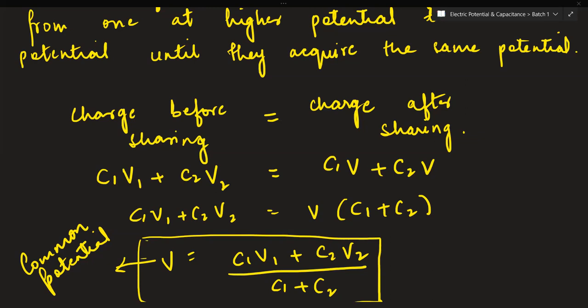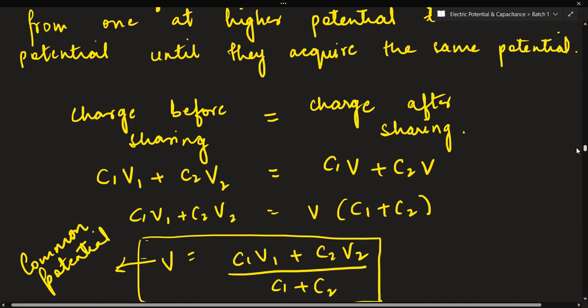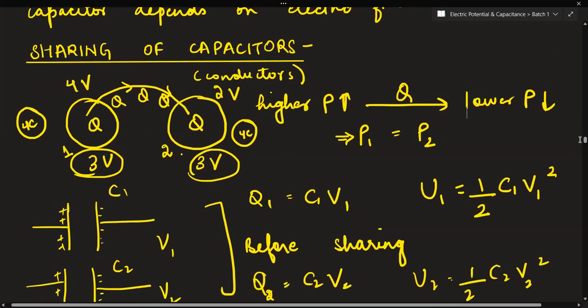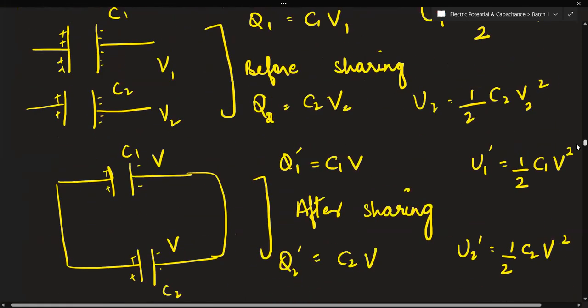Common potential is this potential. After sharing, I've told you that when two conductors or two capacitors are shared, then the charges flow till the time potential becomes equal. And if potential becomes equal, both of them will have the same potential. So the magnitude of that common potential is given by C1 V1 plus C2 V2 divided by C1 plus C2. Clear, Fahad?